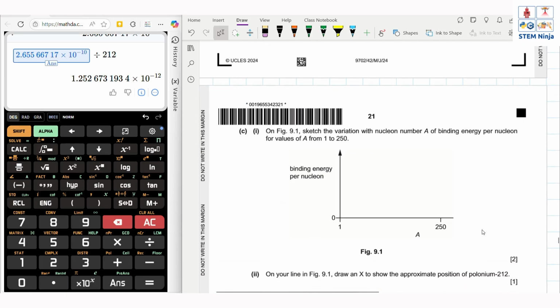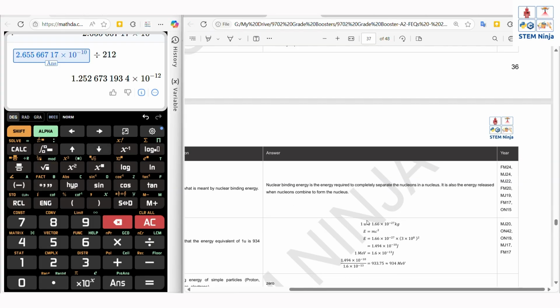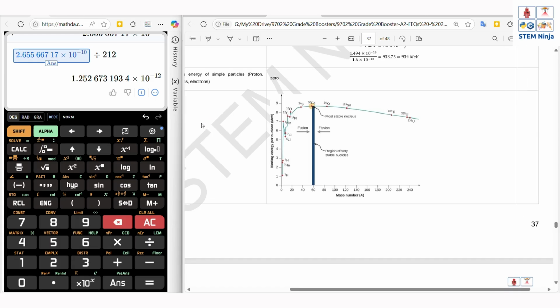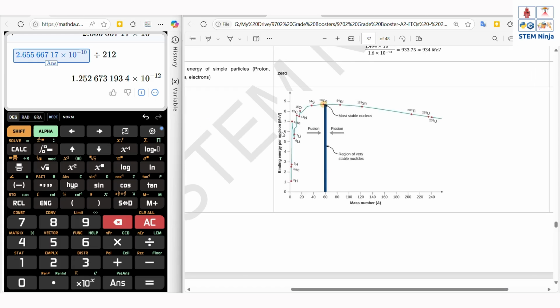On figure 9.1, sketch the variation with nucleon number A of the binding energy per nucleon for values of A from 1 to 250. So this is easy. I'll show you the graph over here. This is the kind of graph that you should draw. It's not necessary to draw these fluctuations, but at least the peak should be somewhere at 56 and it should go this way.